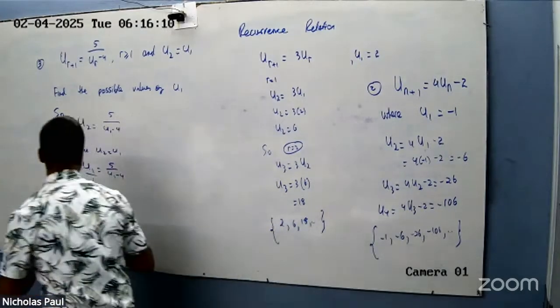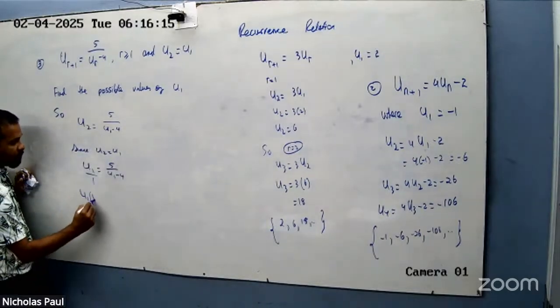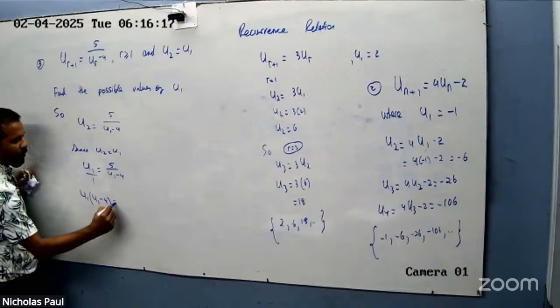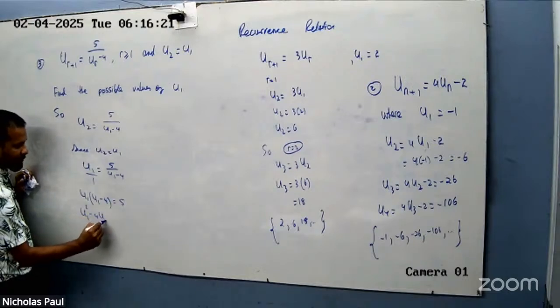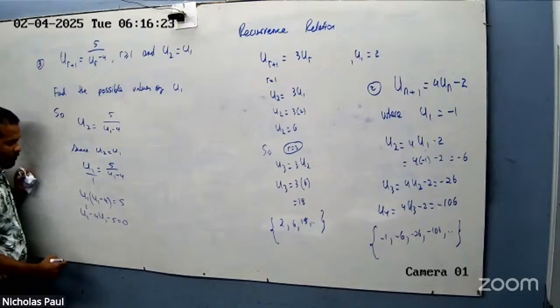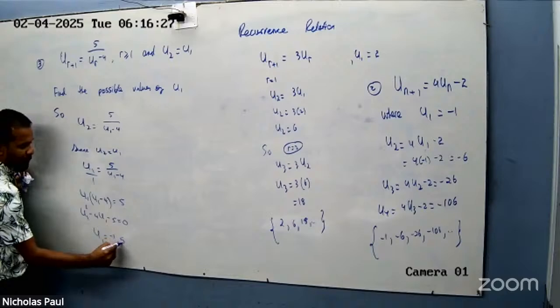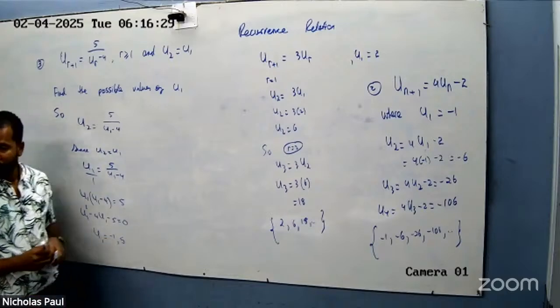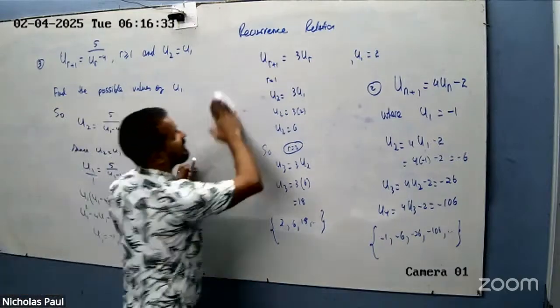All right, so when they cross multiply here, you'll get U1 times (U1 minus 4) is equal to 5. So you'll get U1 squared minus 4U1 minus 5 is 0. When you solve, you'll get U1 is minus 1 and 5. That's okay? So you'll get a quadratic and you solve it.